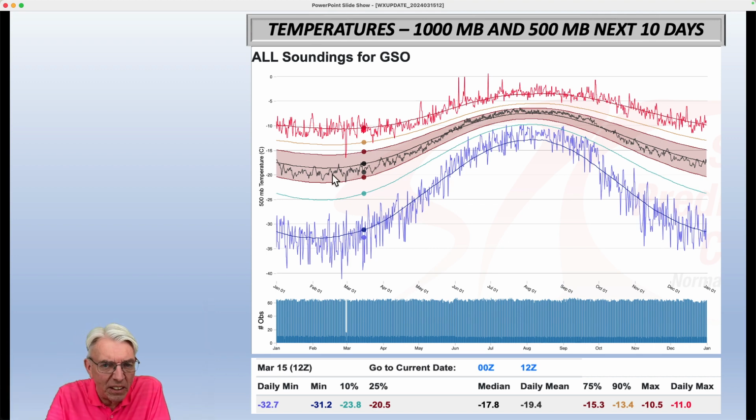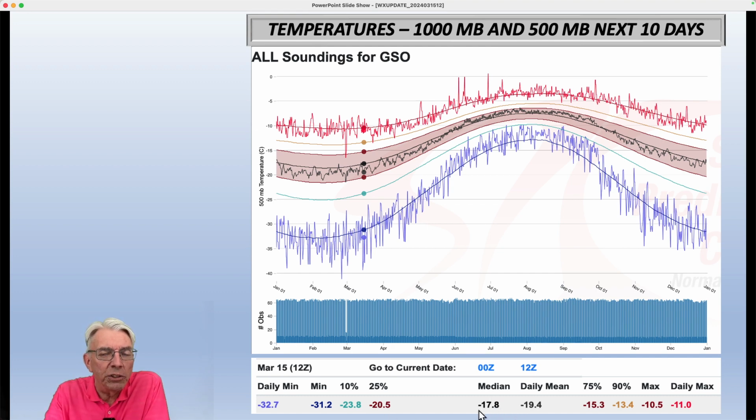So the shaded area here indicates the most common values that you see, and this starts off in January, so of course it's cold here, and then it warms up, and then it gets cold again as we head toward December. And if we take a look at the actual statistical values here, the median, well, let's start off here. The minimum is minus 31.2 Celsius. The 10th percentile is minus 23.8, and we're going to be at minus 27.6, if only briefly, in the middle of the night on Monday night. So that is unusually cold air for this time of year at that particular elevation.